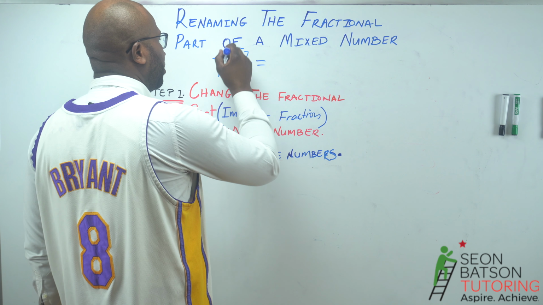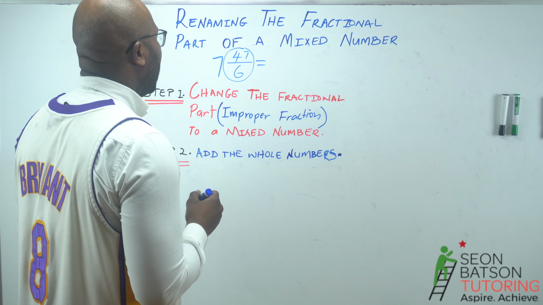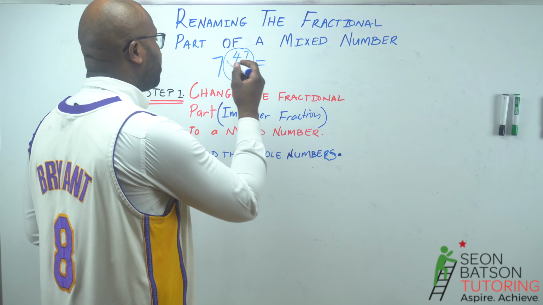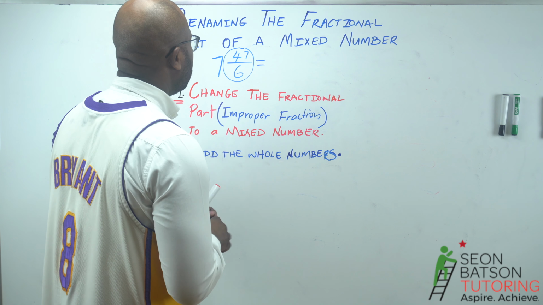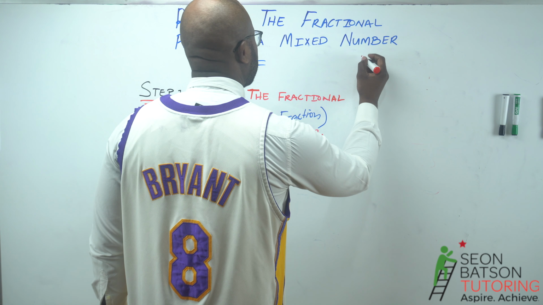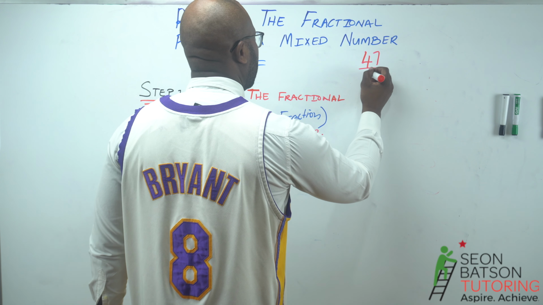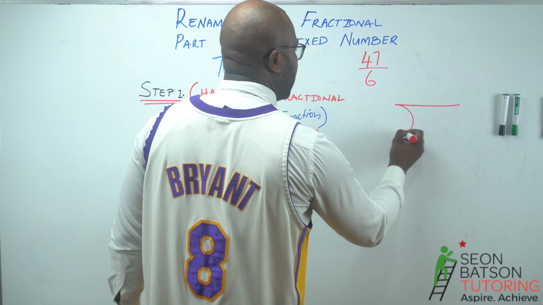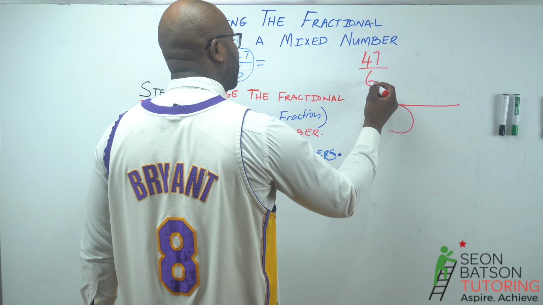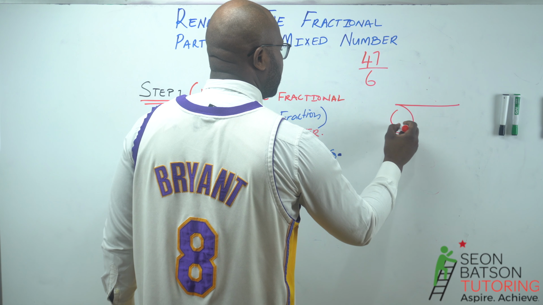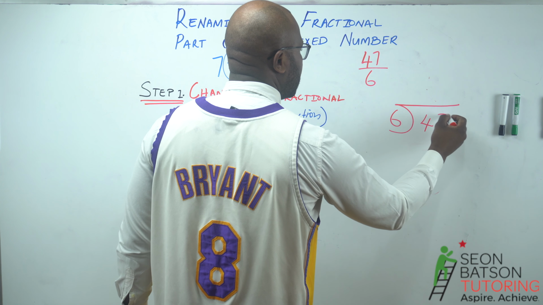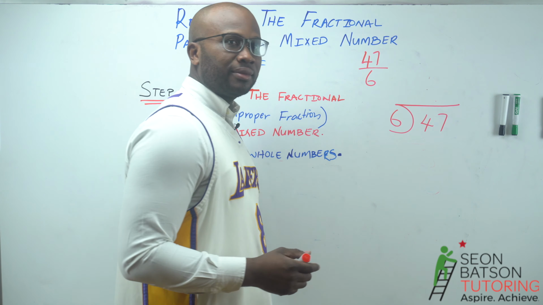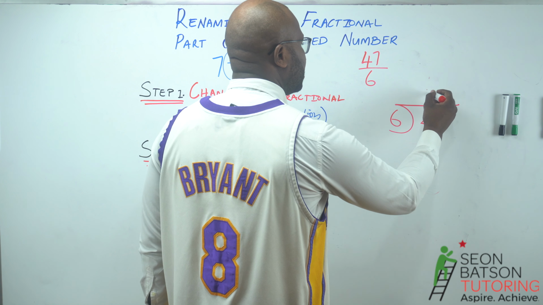So again, the fractional part here is 47 over 6. And we know that 47 over 6 is an improper fraction because the numerator is bigger than the denominator. So we will change the fractional part, which is the improper fraction, to a mixed number first. Yes? We know to change an improper fraction to a mixed number, we will divide the numerator by the denominator. When we draw our house, the denominator is always outside, and the numerator, it goes inside. Now we divide. How many times can 6 go into 47? Well, 6 can go into 47 7 times.